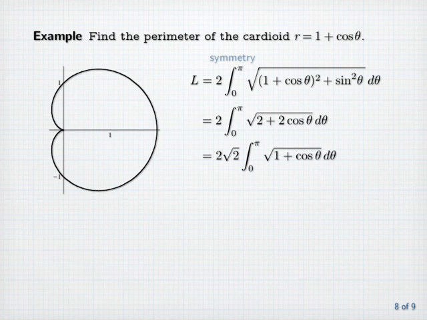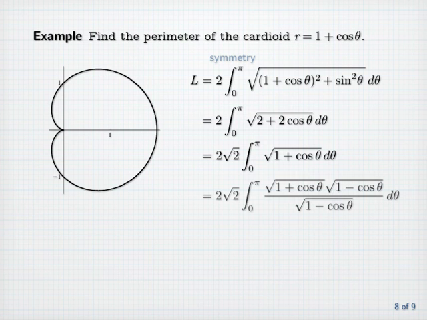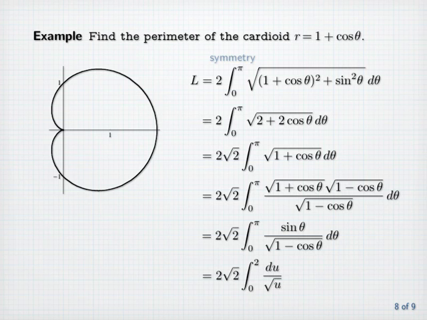Now to find an antiderivative of the square root of 1 plus cosine theta, let's multiply and divide by the square root of 1 minus cosine theta. The numerator there is the square root of 1 minus cosine squared theta, which, for theta between 0 and pi, equals sine theta. Now we can find an antiderivative by substituting u equals 1 minus cosine theta, for which du equals sine theta d theta. The limits of integration become 0 to 2, since u equals 1 minus 1 equals 0 when theta equals 0, and u equals 1 minus negative 1 when theta equals pi.